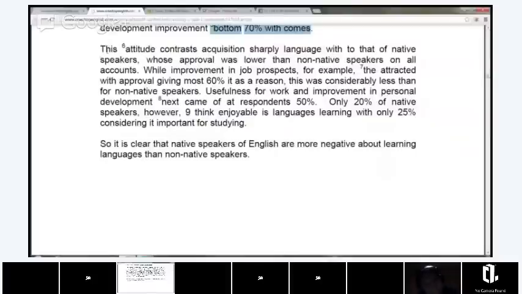Okay. So, all right. So we have this: attitude contrasts acquisition sharply language with to that of native speakers whose approval was lower than non-native speakers on all accounts. So whose approval was lower than non-native speakers on all accounts is obviously okay. So let's unjumble this.